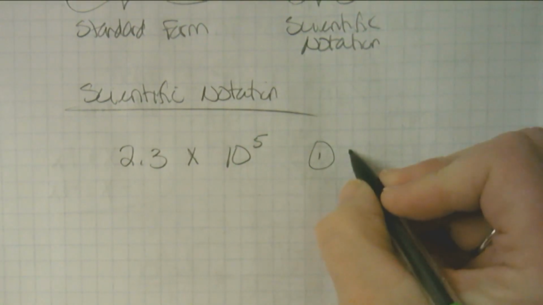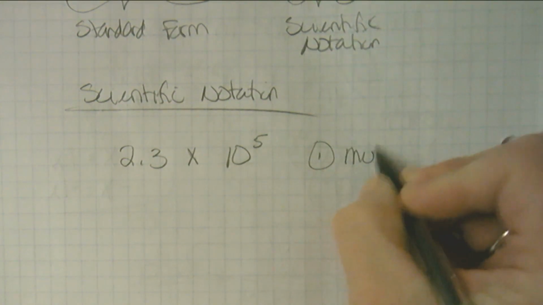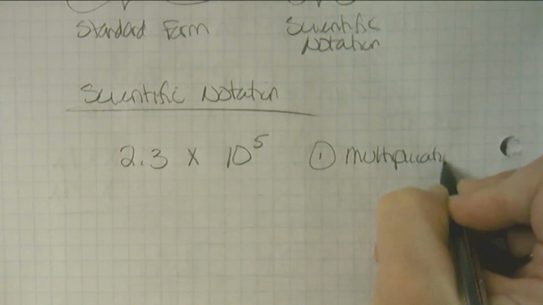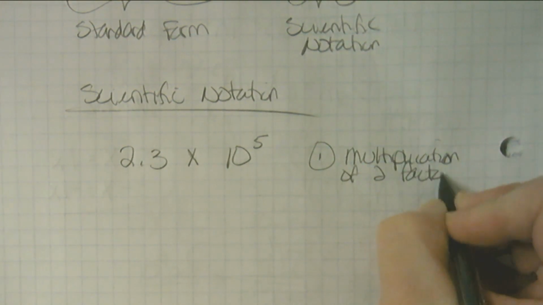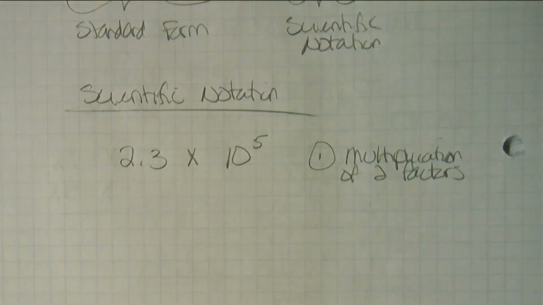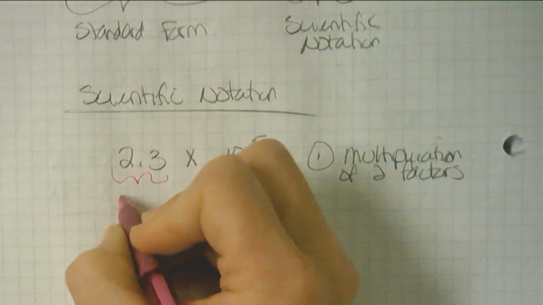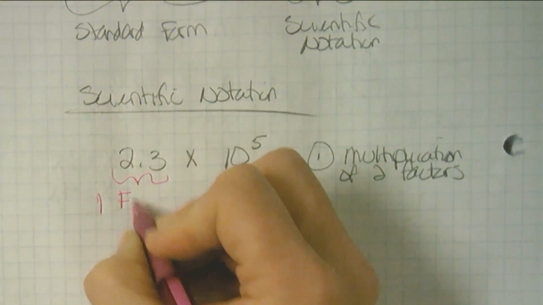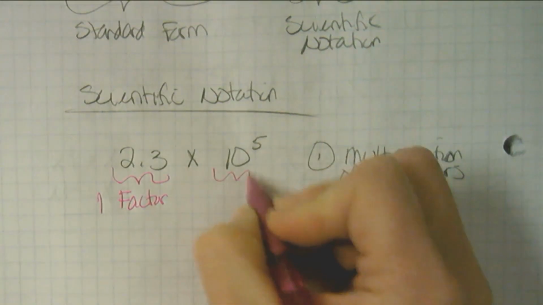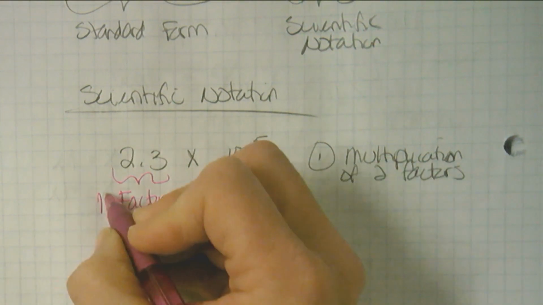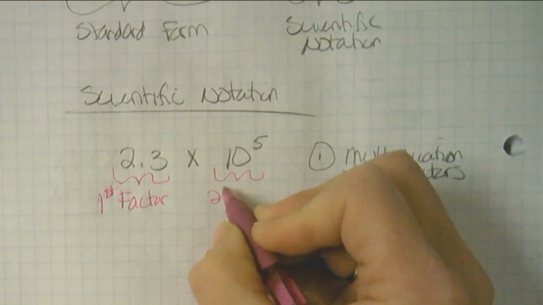First of all, scientific notation is the multiplication of two factors. So it's the multiplication of two factors, all right? Those two factors have very specific rules that go with them. This first one is our first factor. So that's our number one factor. The second one is going to be our second factor.